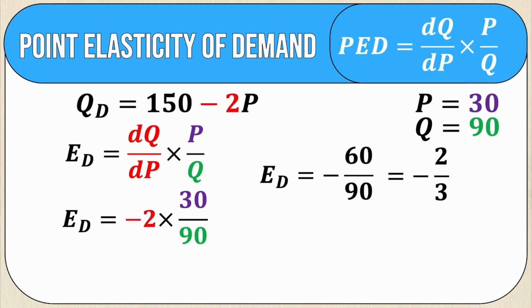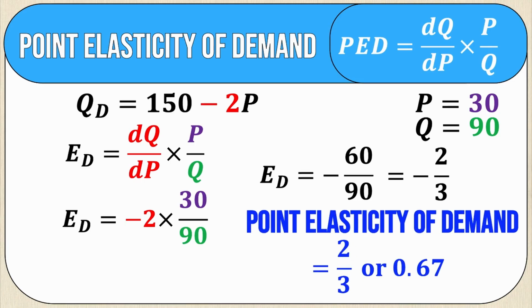For a normal good, the elasticity of demand will always be negative. So we actually drop this negative and take the absolute value, which in this case is 2/3 or 0.67. Since this is less than 1, we would say that the point elasticity of demand is inelastic at this price point.